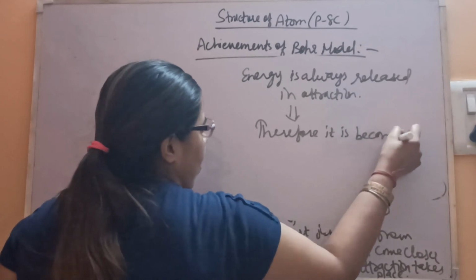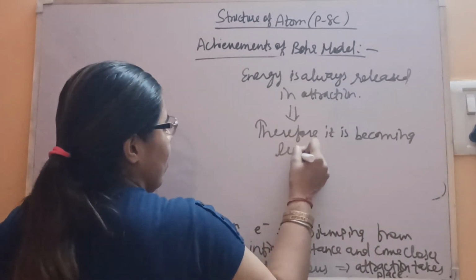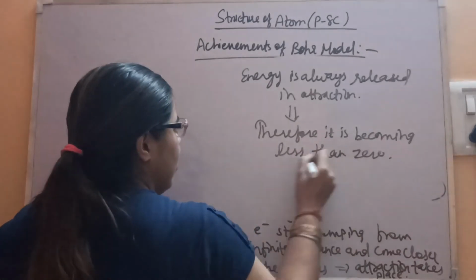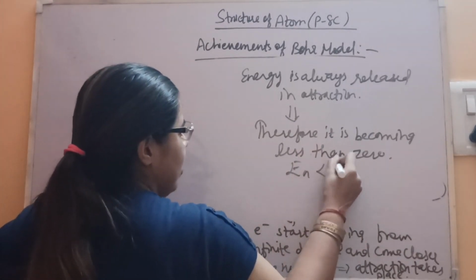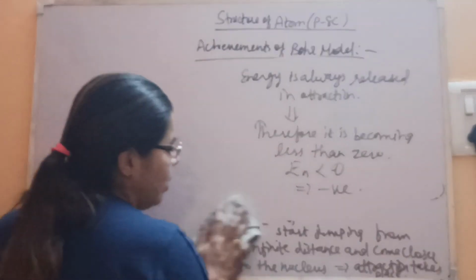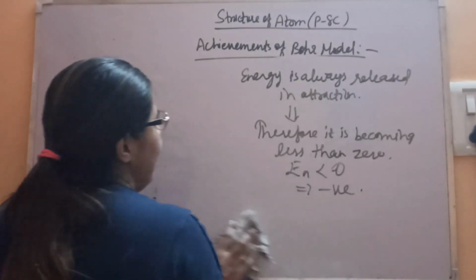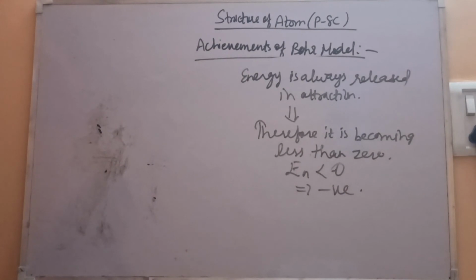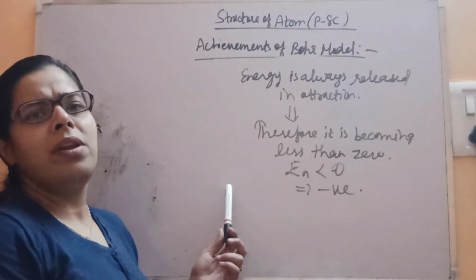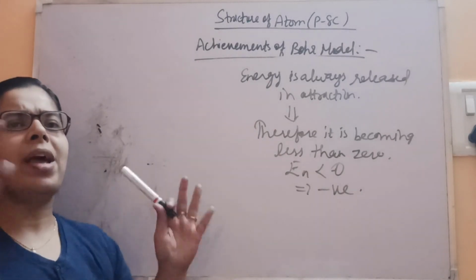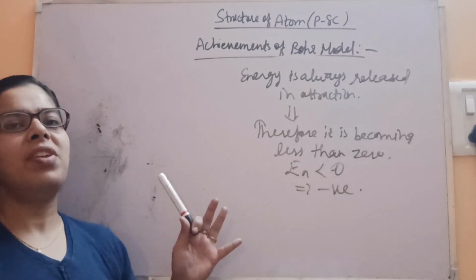Fine. Therefore, it is becoming negative, becoming less than 0. That is, En is becoming less than 0. That is negative. That's why the sign for the energy is negative, because when the electron keeps on coming closer to the nucleus, energy keeps on evolving and it's always negative. This is the meaning. And we know that electrons are usually found near the nucleus only. That's why the stronger attraction is there. If it is far apart, the forces are weaker.